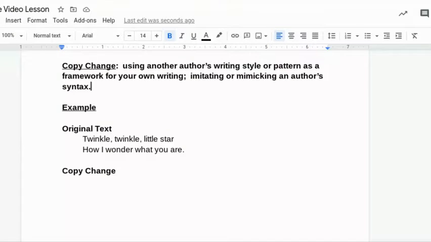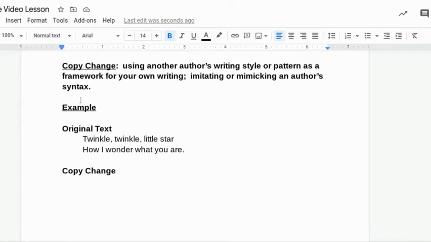Hey, Advanced Lit, this lesson is over how to do a copy change. We're going to read the short story Girl in class, and then we're going to practice your own copy change, and I'll explain what that is in just a second. Okay, so let's take a look at the definition for copy change.